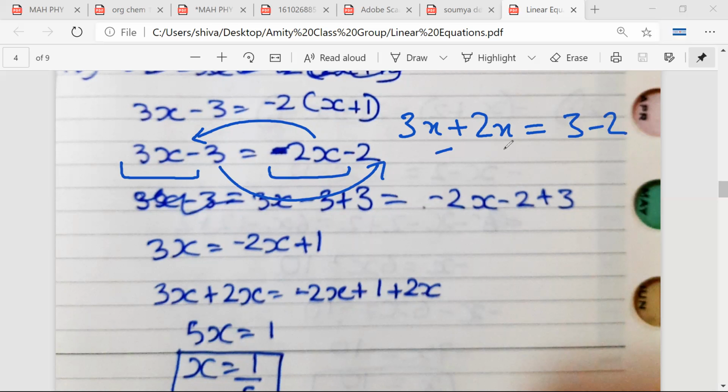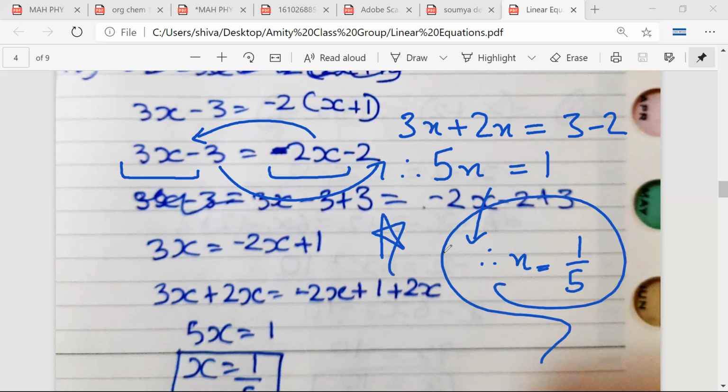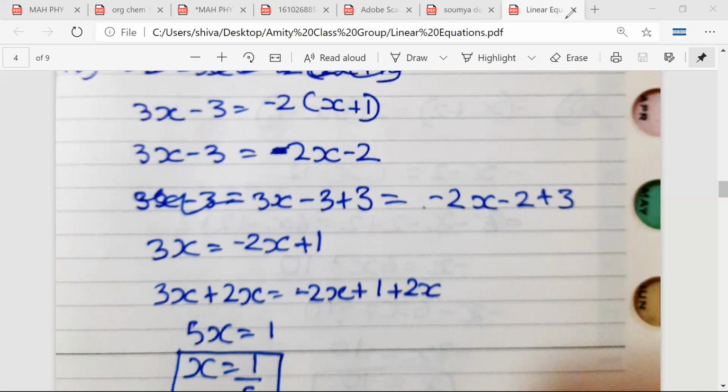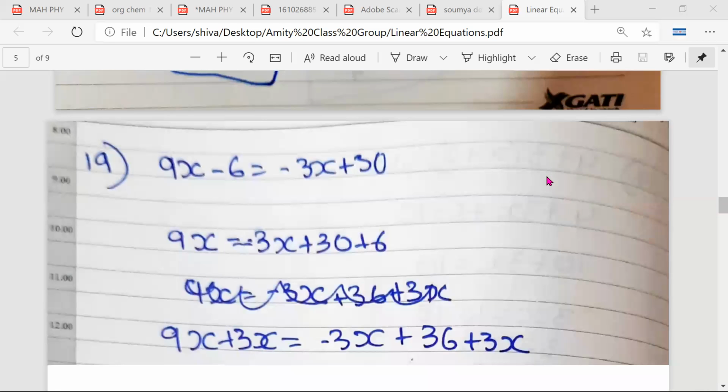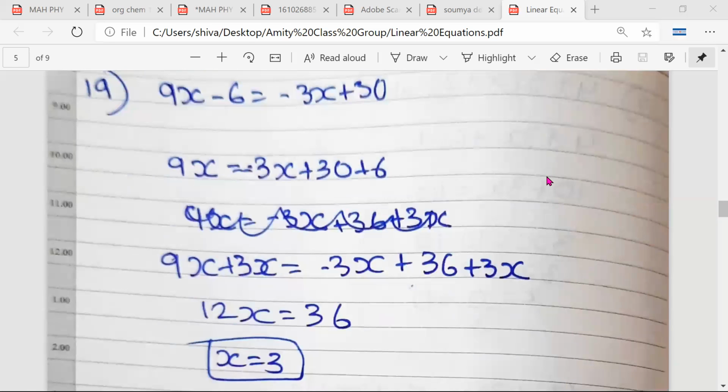Sir, any doubt? Somaji, any doubt? No, sir. Therefore, 5x is equal to 1. Therefore, x is equal to 1 by 5. Sanviji, any doubt? No, sir. Shabash.